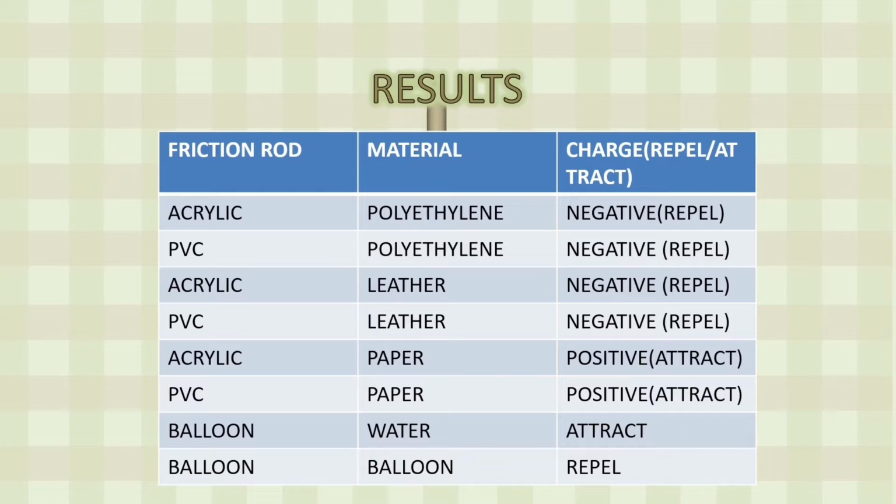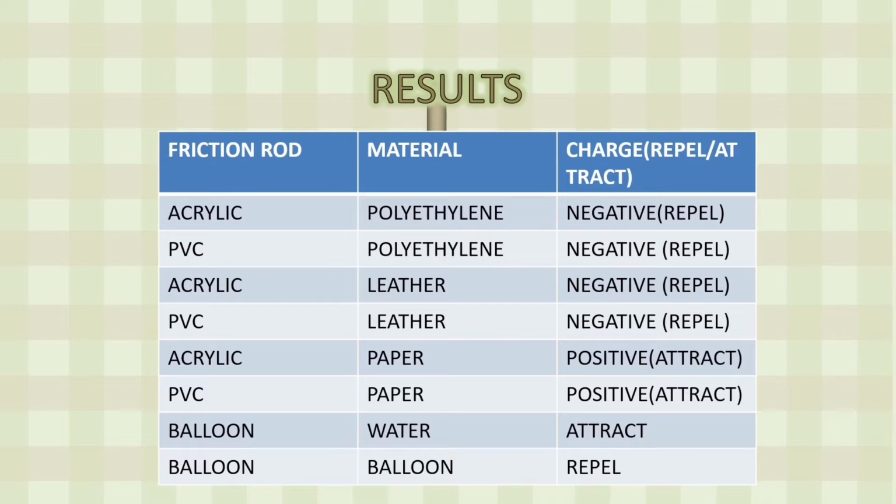Next, the results that we got. For acrylic, meaning the perspex made of acrylic, we touch it with polyethylene and we get a negative result, it repels. PVC with polyethylene, also negative. Acrylic with leather, also negative. PVC with leather, also negative. Acrylic with paper, attract, positive. So it means they have positive and negative charge. PVC and paper, positive.